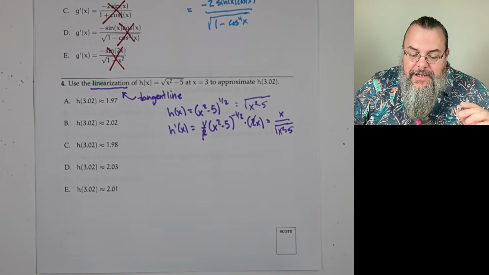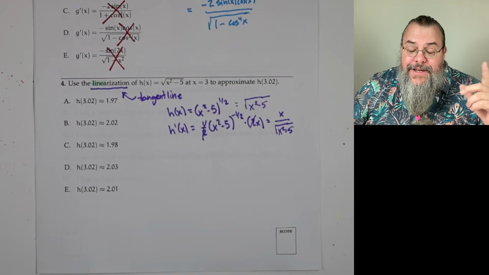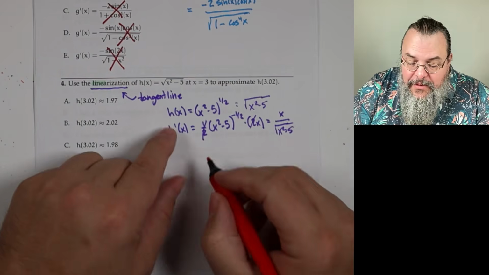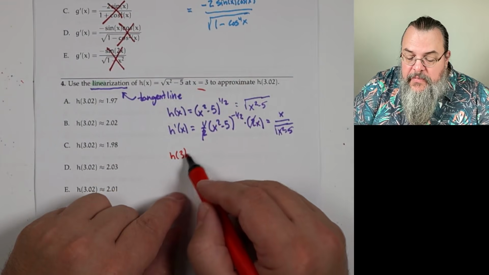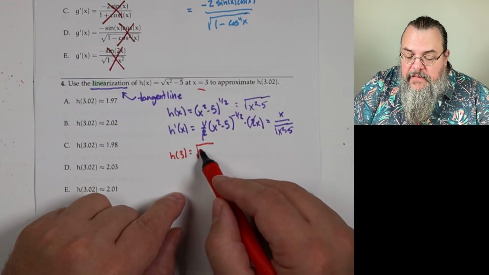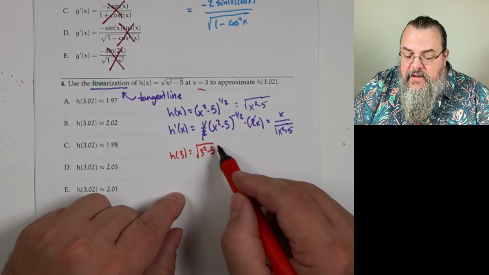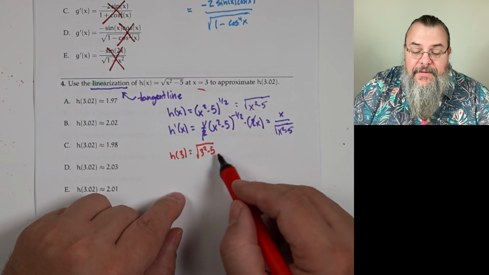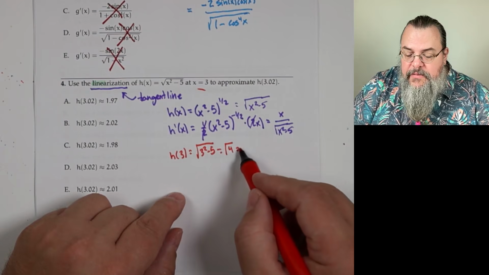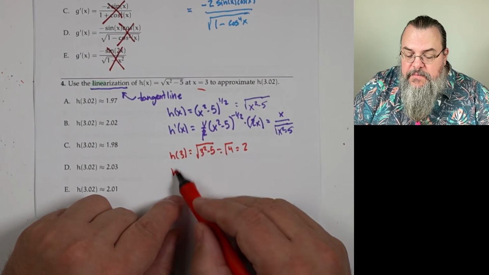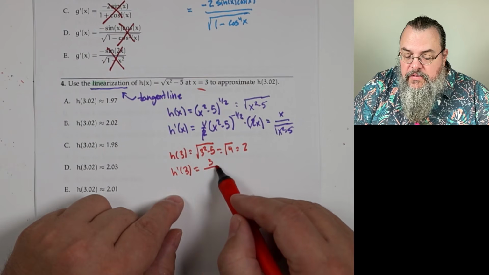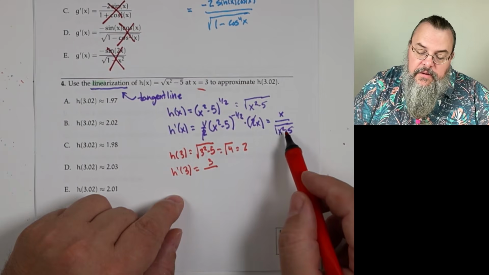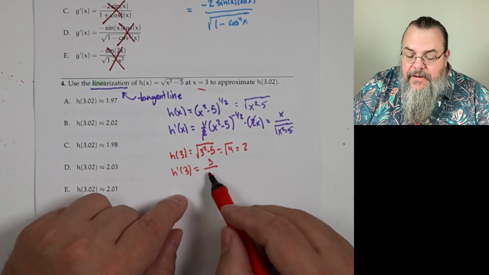All right, well, we got to plug in x equals 3. So, right, we have h of 3. That's the square root of 3 squared minus 5. 9 minus 5 is 4, and the square root of 4 is 2. h prime of 3, well, that's 3 over the square root of 9 minus 5, which is 3 over 2.